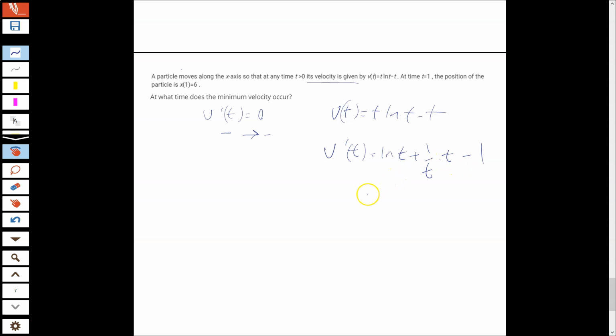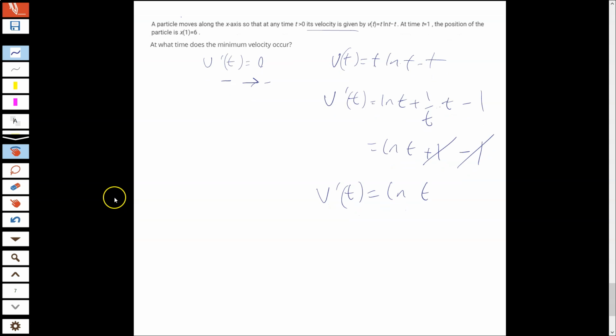So now, this simplifies in an interesting way. So natural log of t is chilling, and then 1 over t times t, well, anything times its reciprocal is just 1, right? So plus 1, minus 1. These cancel, right? So ln of t, v prime of t. And now, this is interesting. So we want to set this equal to 0. And you're like, ln of t equals 0.